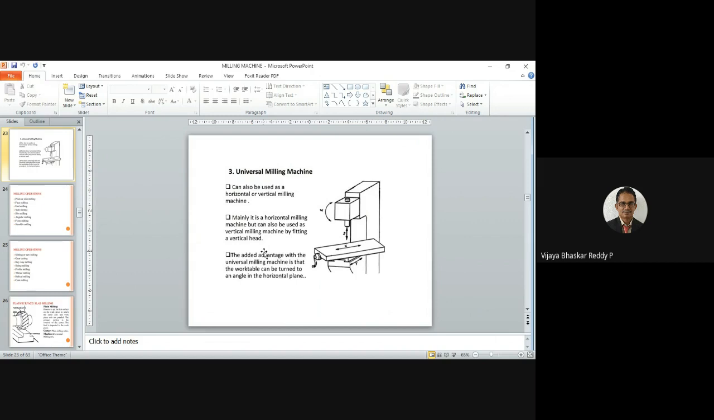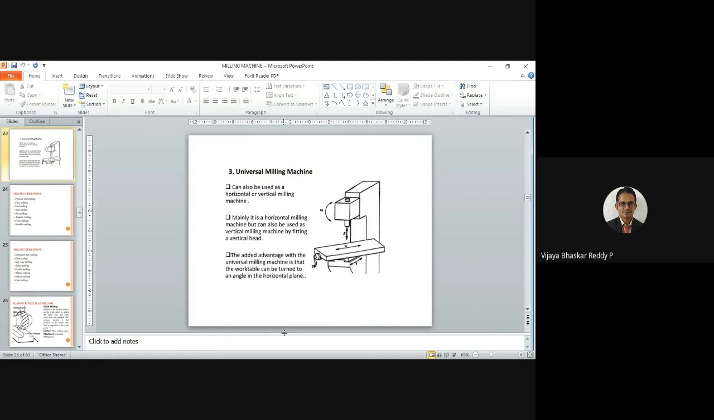But it can also be used as a vertical milling machine by fitting the vertical head. We can fit that vertical head and use it as a vertical milling machine. The added advantage of the universal milling machine is that the work table can be turned to an angle in the horizontal plane, so we can tilt the workable. But in a vertical milling machine, we can tilt only the spindle head, the tool head only.